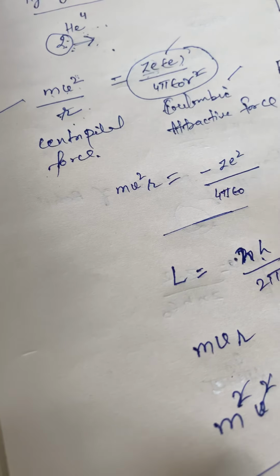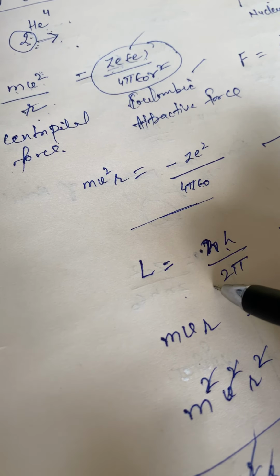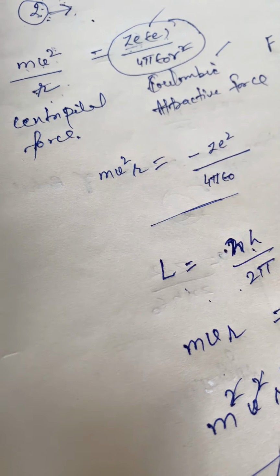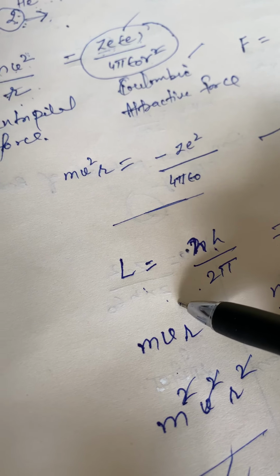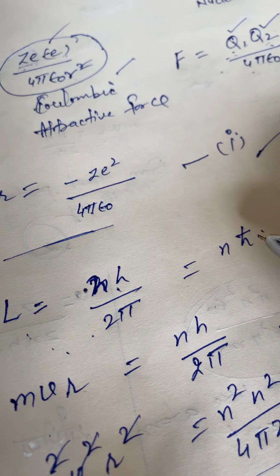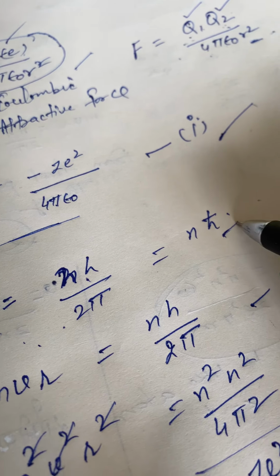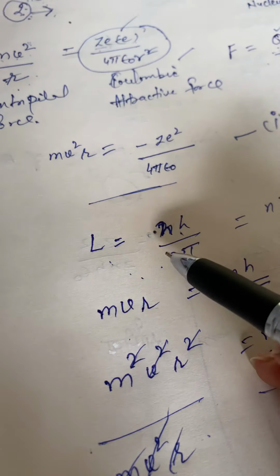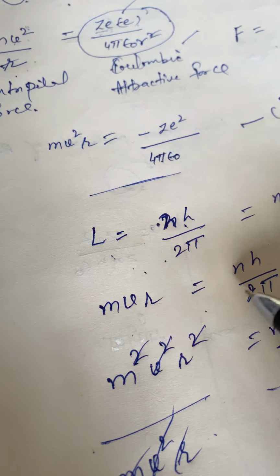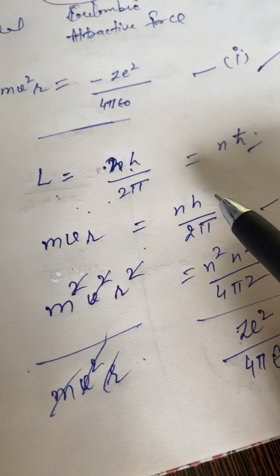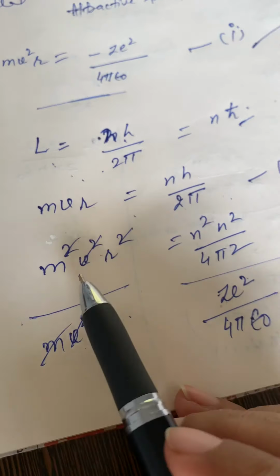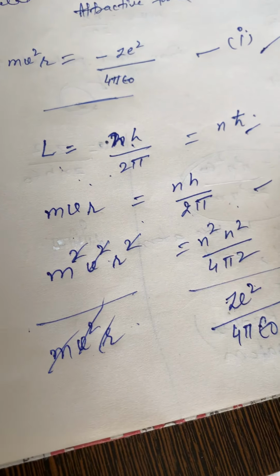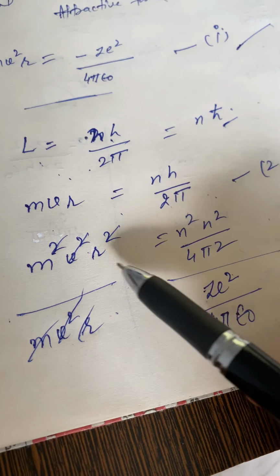And we know according to Bohr postulate, angular momentum is also quantized, or we can say angular momentum is the integral multiple of h cut, and h cut is equal to h divided by 2 pi. h is the Planck constant. Then L is equal to mvr is equal to nh divided by 2 pi. On squaring this equation, we will get m square v square r square is equal to n square h square divided by 4 pi square.